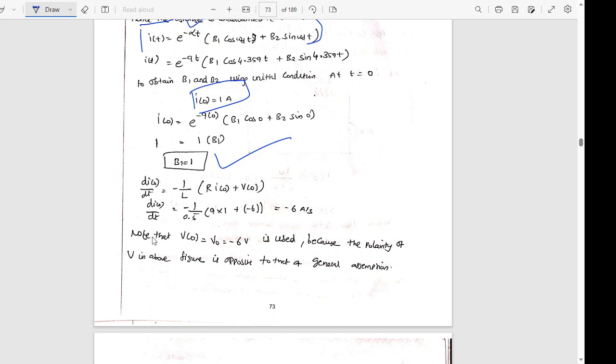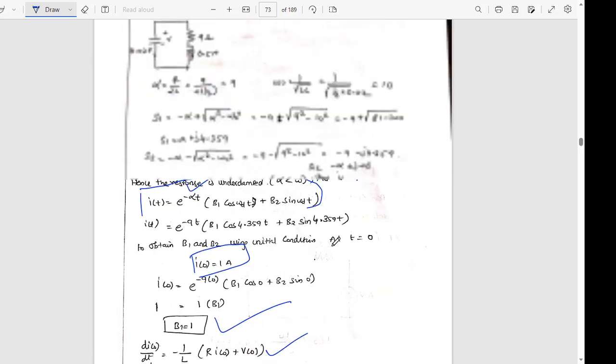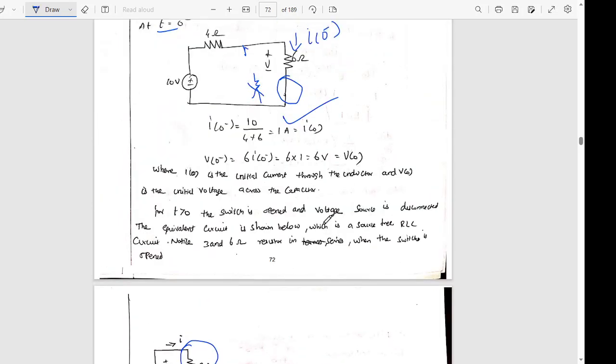And then dI of 0 by dt. This dI of 0 by dt formula we have derived in lecture 1 RLC circuits in unit 4. If you have any doubts in it, you can go through that. Otherwise you just remember this formula. This formula can be used directly in this problem. dI of 0 by dt equal to minus 1 by L times (R times I of 0 plus V of 0). So this is the formula we are supposed to use. We know R is 9, I of 0 is 1, and V of 0 is 6.